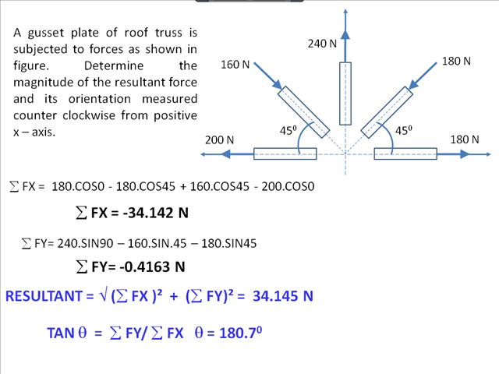Now here, mind you, if you do sigma fy by sigma fx and do tan inverse, actually angle you will get is 0.17. But what they have asked is measured angle. They want angle measured counterclockwise from positive x-axis. So we added 180 degree to it, and here is how the resultant looks.